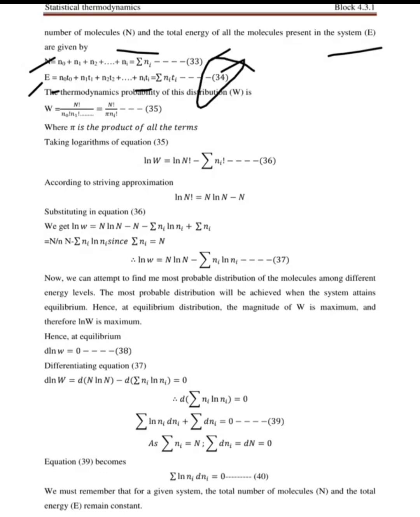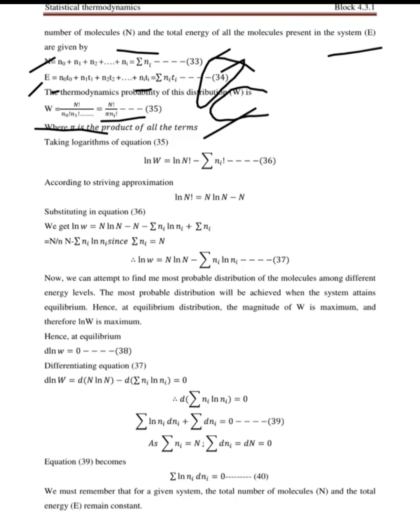The thermodynamic property of the distribution, W, the distribution, is denoted by W. The distribution of molecules we are going to calculate from equation 35, where N is the number of molecules and E is the energy level of the molecule. That is equation 35, and pi is the product of all terms.